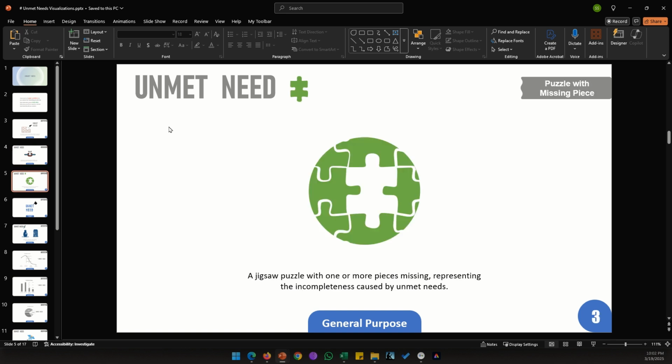Third one we have is a missing puzzle piece. So the missing puzzle piece indicates the unmet need or the gap or problem that a company has regarding its customers. This is again a general purpose visualization that is flexible across different scenarios. It doesn't have to be a circle. You can also have a square jigsaw puzzle. Just have one or more pieces missing that can indicate unmet need for our visualization.